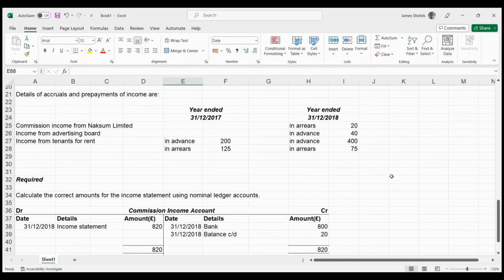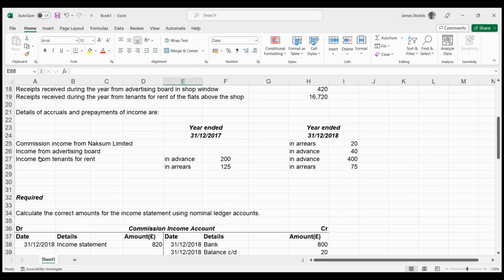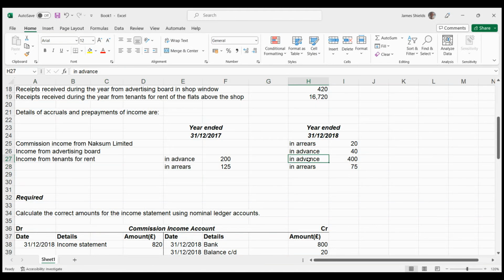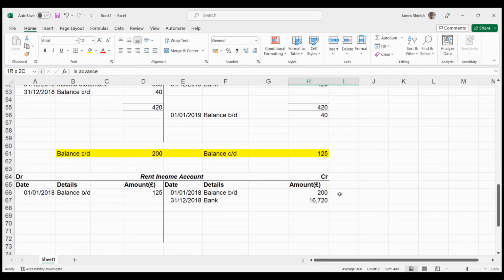Now the final bit. So again, income from tenants for rents. At the end of our current year, someone had paid in advance by £400. Someone was in arrears by £75. So let's do the in advance first. So in advance, £400. That means included in there is £400 that relates to next year. So I'm going to leave a line and I'm going to put balance carry down. That's £400. That's the end of the financial year, so it's the 31st of December 2018.